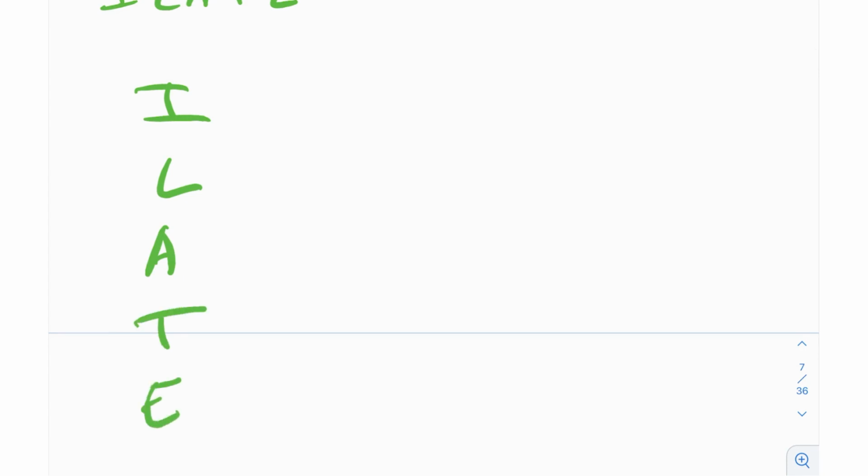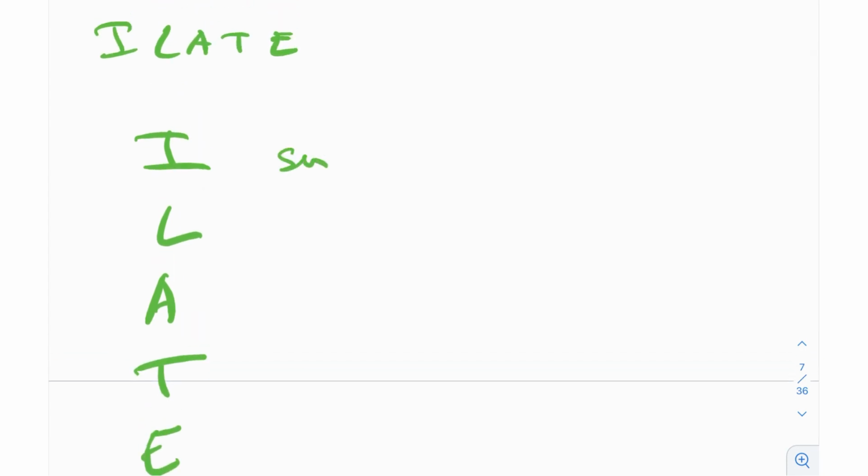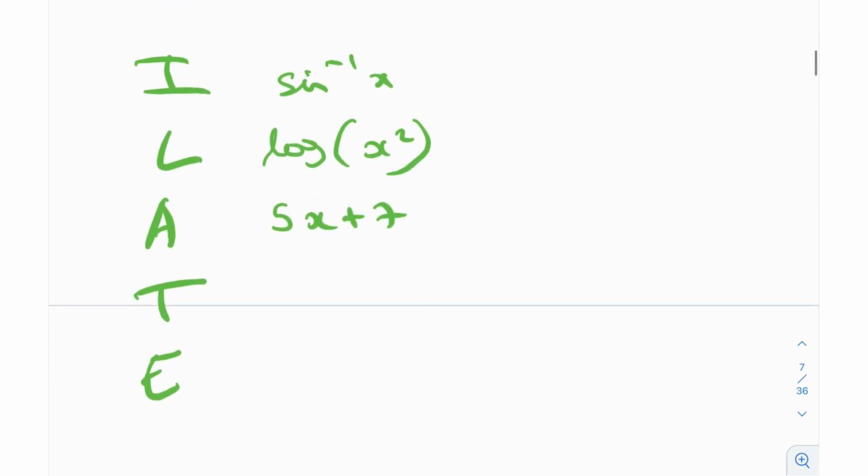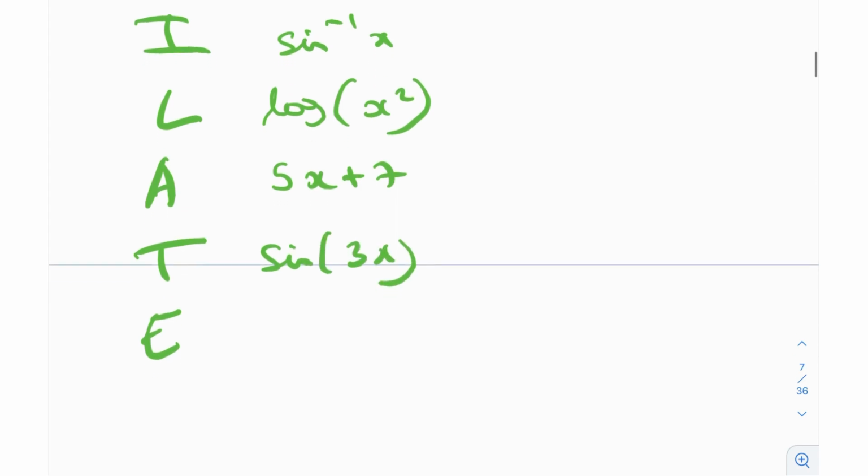Isolate rule. I is inverse trigonometric, for example sine inverse x, cosine inverse x, etc. L is logarithmic, so for example log of x squared is a logarithmic function. A is algebraic, for example 5x plus 7. T is trigonometric, for example sine 3x. And E is exponential, for example e raised to the power 2x. These are basically what constitutes the ISOLATE family.